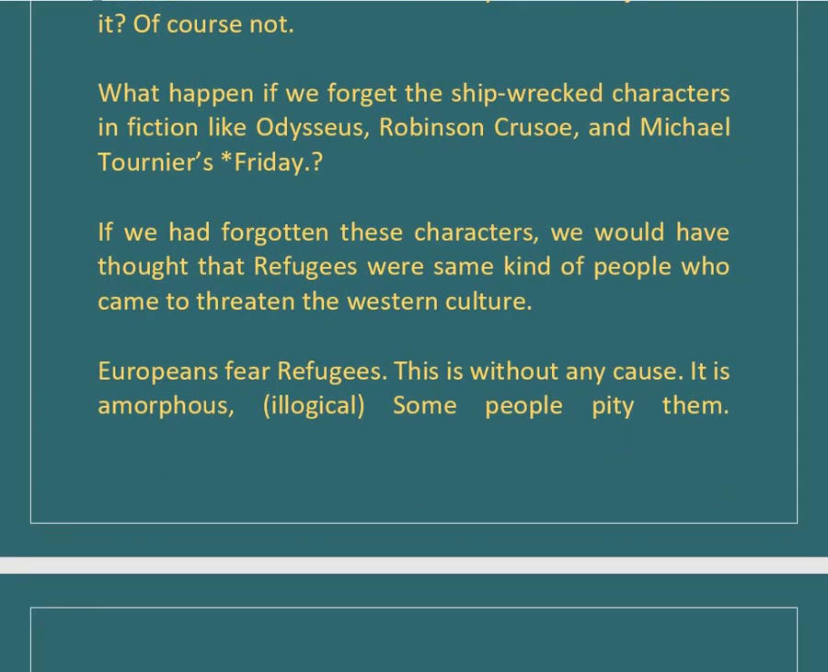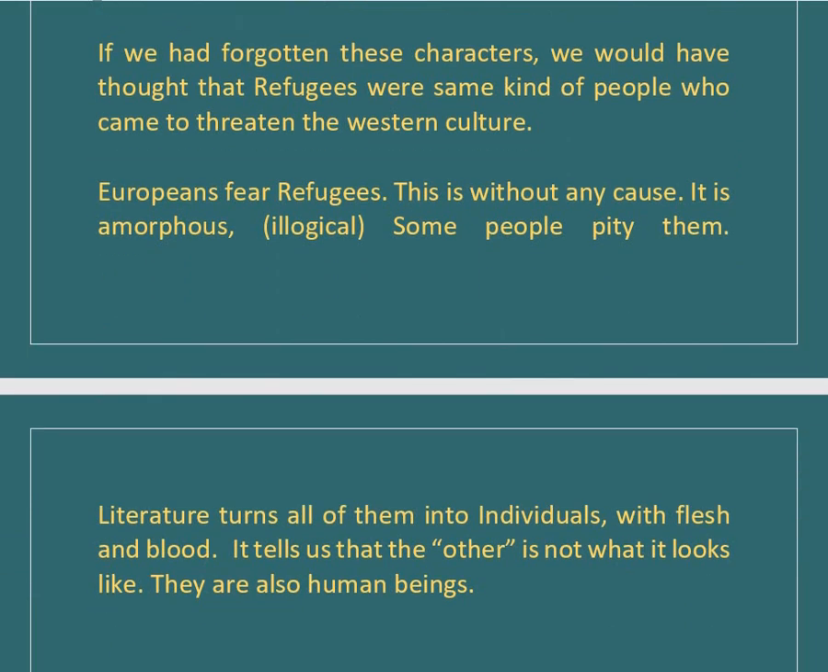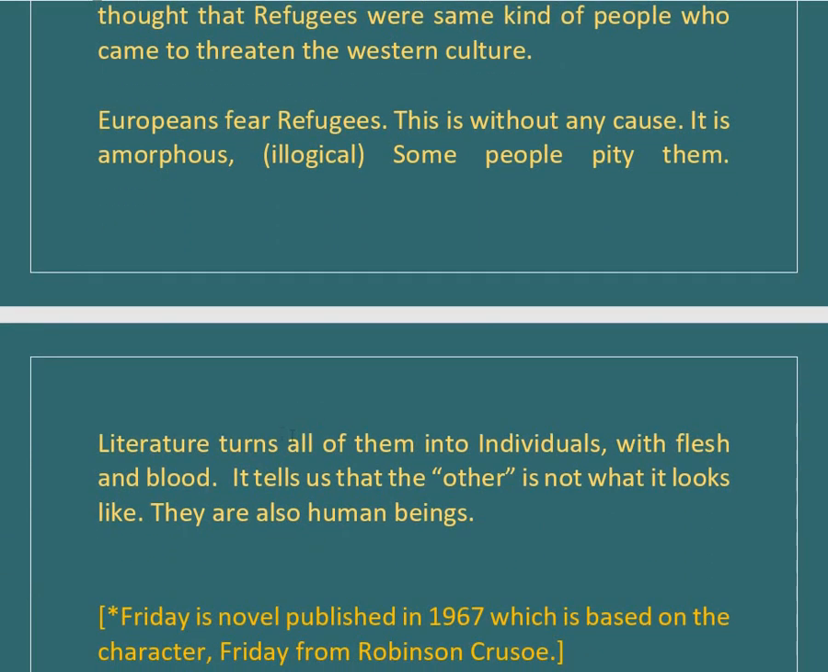Europeans fear refugees. This is without any cause. This fear is amorphous, illogical, without any reason. Some people pity them. However, literature turns them all into individuals with flesh and blood. It tells us that the other is not what it looks like. They are also human beings.